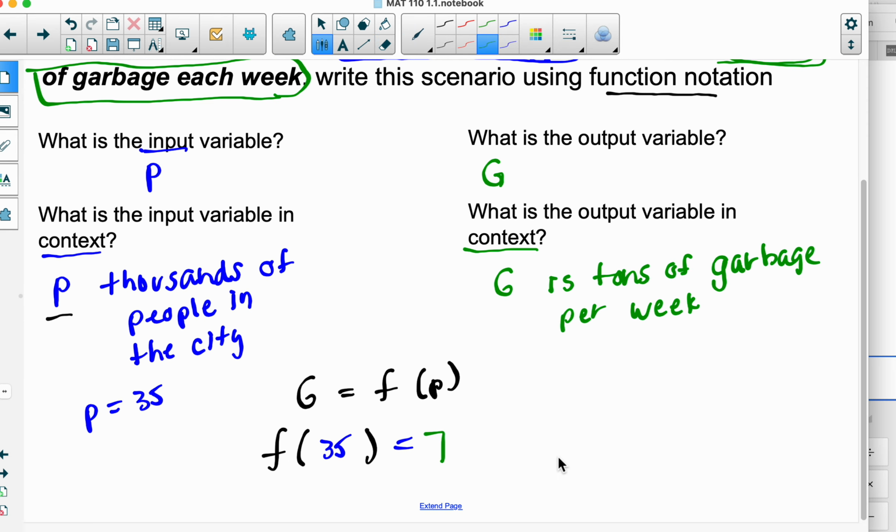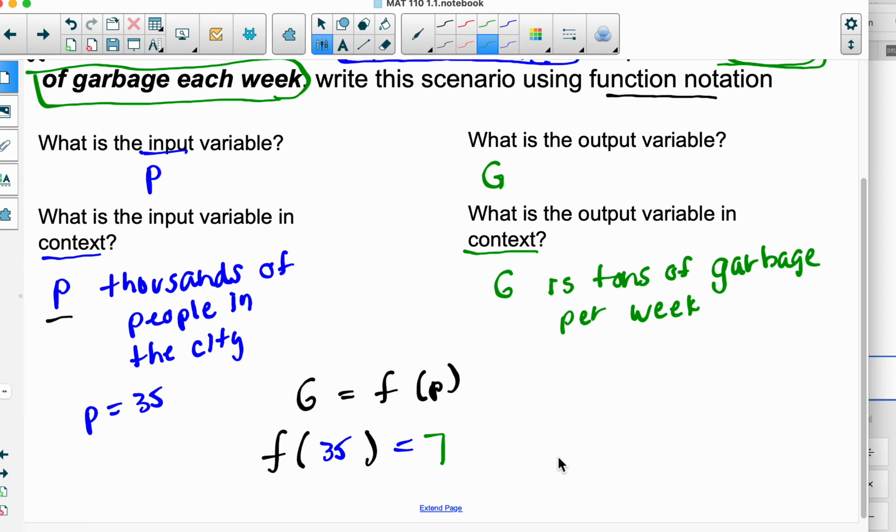Okay, so now I've translated the words to function notation. When I input, or when I have 35,000 people in the town of Fishkill, I will generate 7 tons of garbage per week.